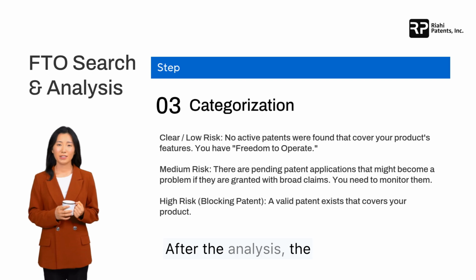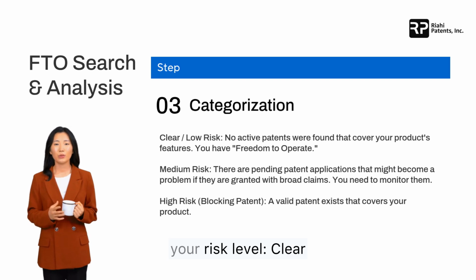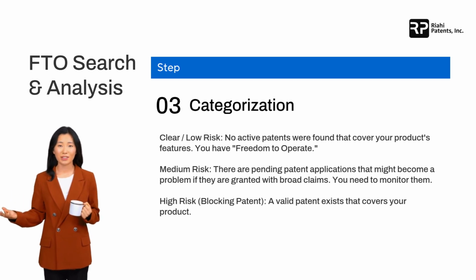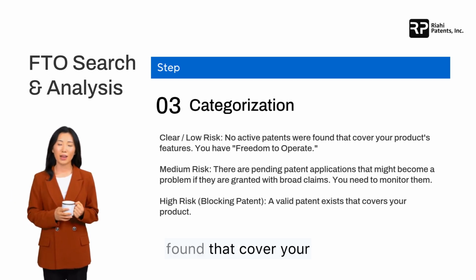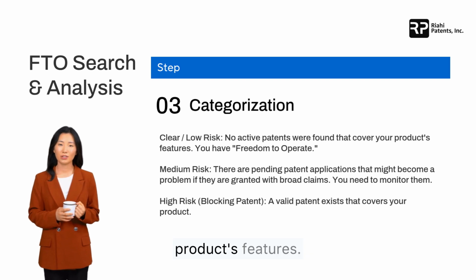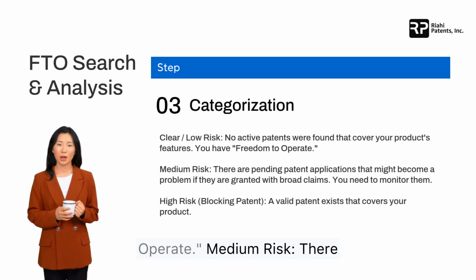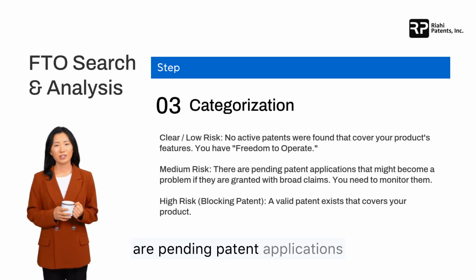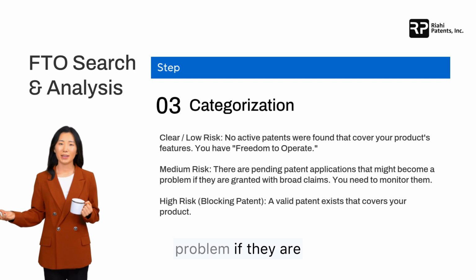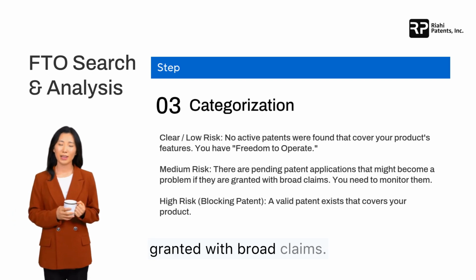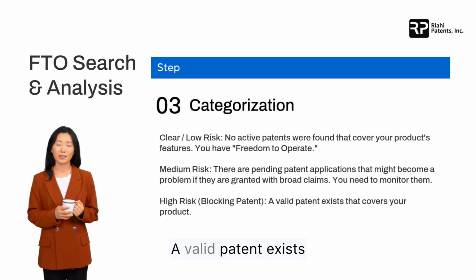After the analysis, the attorney will usually issue an opinion that categorizes your risk level. Clear or low risk: no active patents were found that cover your product's features. You have freedom to operate. Medium risk: there are pending patent applications that might become a problem if they are granted with broad claims. You need to monitor them. High risk: a valid patent exists that covers your product.